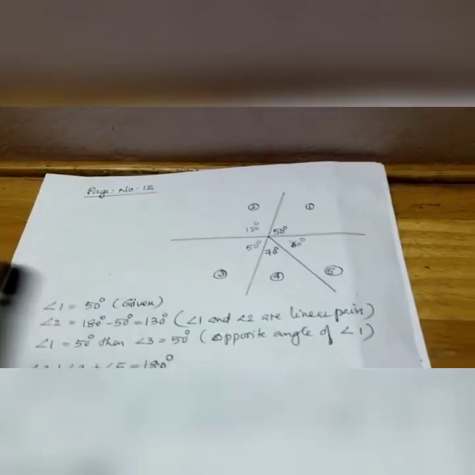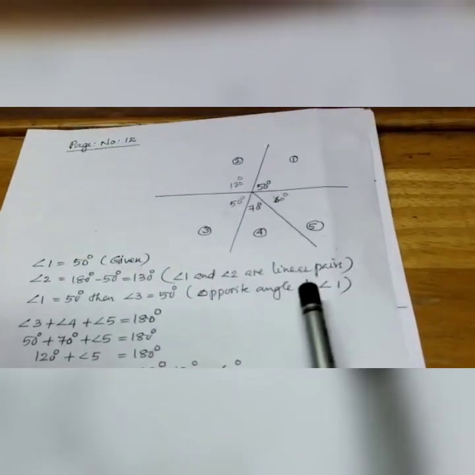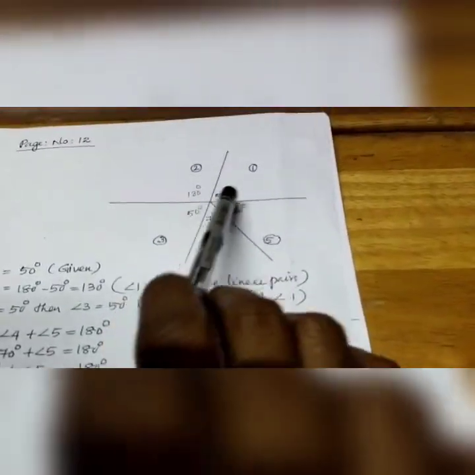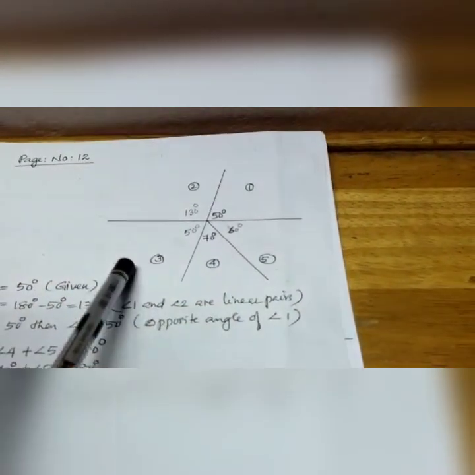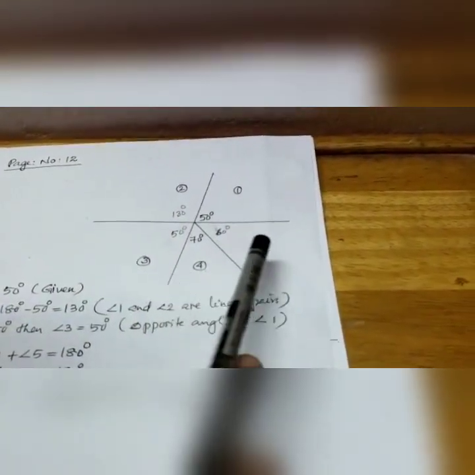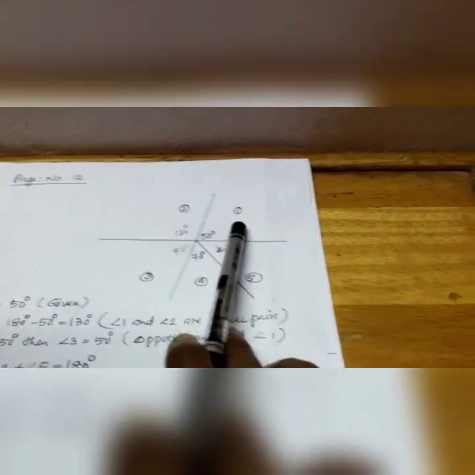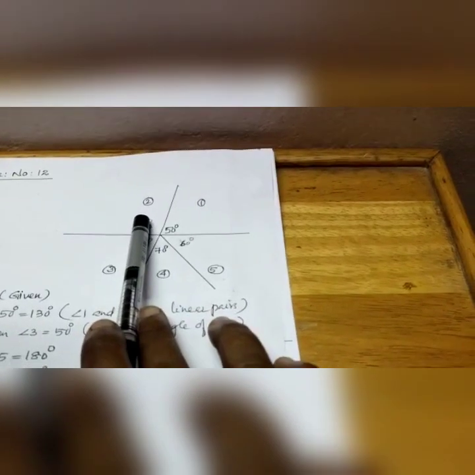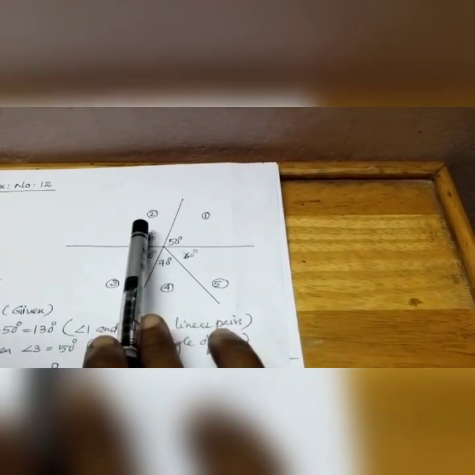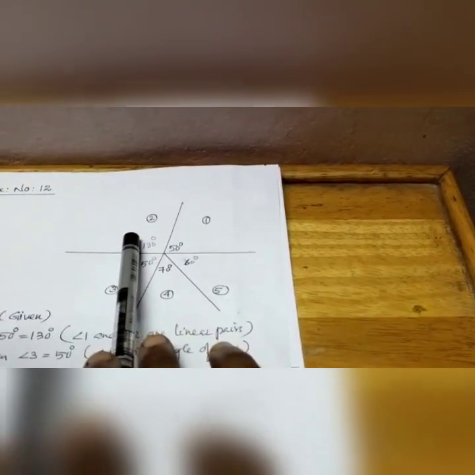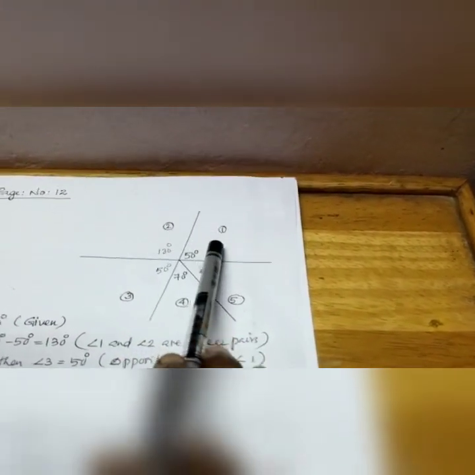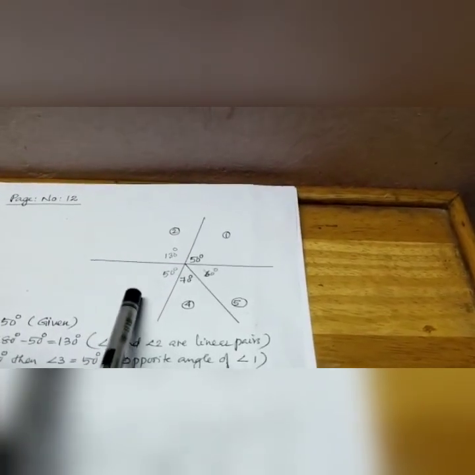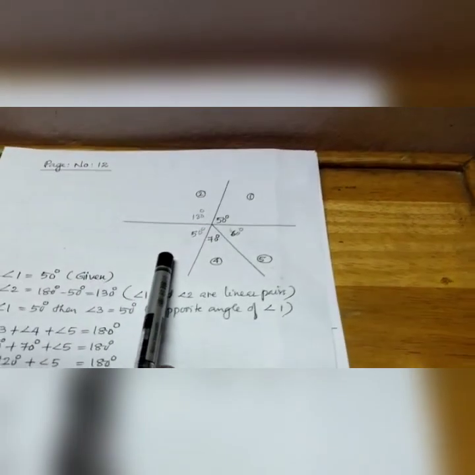Okay. Then page number 12. First question is already done. Then the second question. Here, I numbered the angles 1, 2, 3, 4 and 5. Angle 1 is 50 degrees, that is given. Angle 1 and angle 2 are linear pairs. Therefore, angle 2 is 180 minus 50, 130 degrees. Then, angle 1 and angle 3 are opposite angles. Therefore, angle 3 is also 50 degrees.